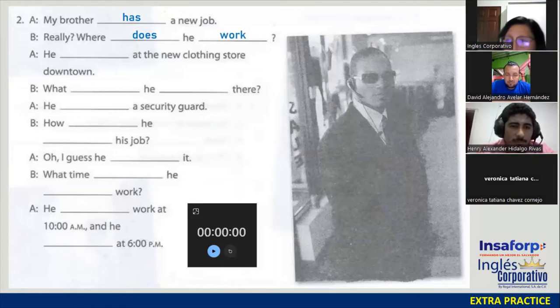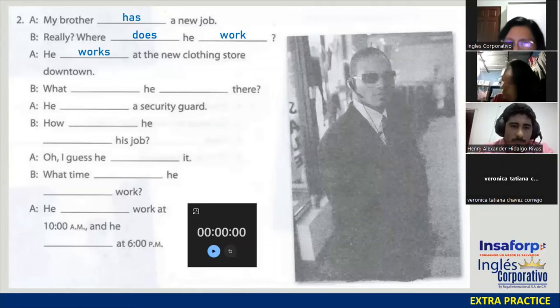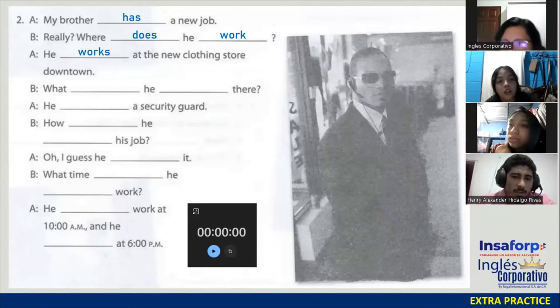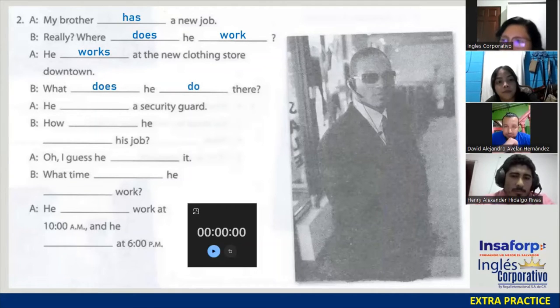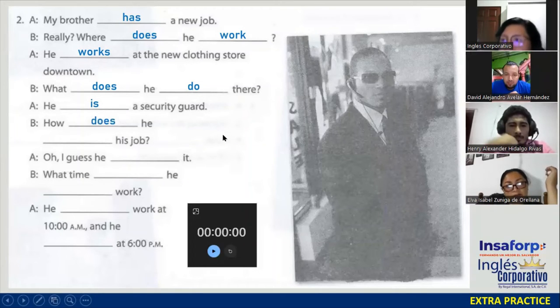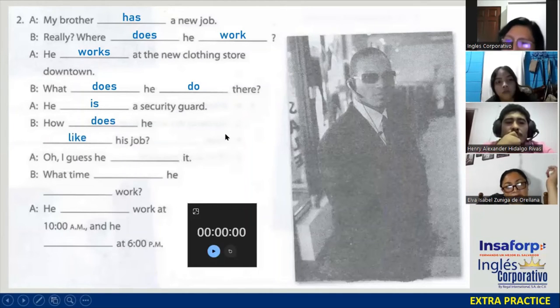Where does he work? Muy bien. He works at the new clothing store downtown, right? B, what does he do there? He is a security guard. He's a security guard, right? What about letter B? How does he like his job? Muy bien. Excellent.